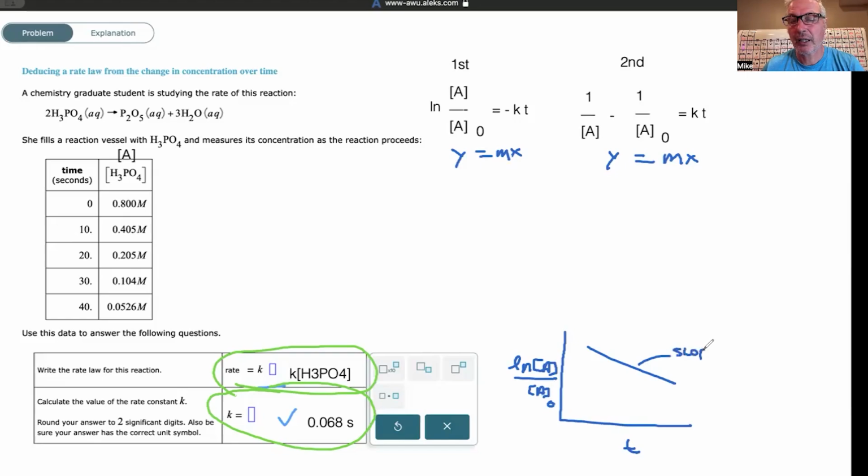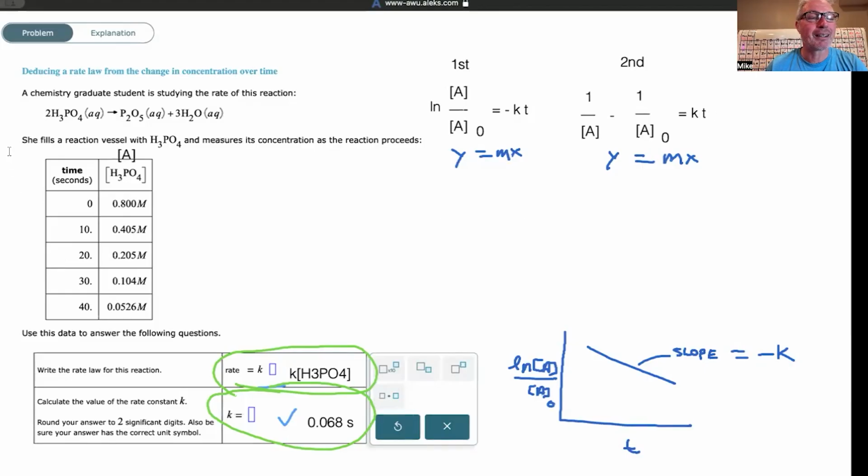For you graphy kind of people out there, actually it'd be equal to negative K. Slope would be equal to negative K. If you really wanted to be exacting, you could do the same thing here. What if you do 1 over concentration of A minus 1 over concentration of A initial? The slope would be positive K.